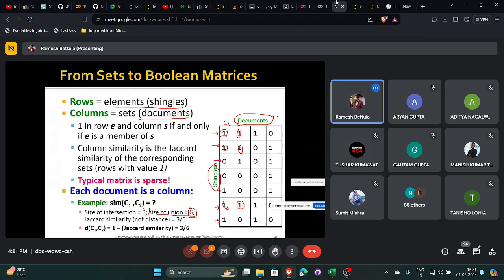Then fine. Now we are calculating the Jaccard similarity. What is the Jaccard similarity formula? C1 intersection C2 divided by C1 union C2. Am I correct? Yes, sir. The distance is very simple, 1 minus Jaccard similarity. So okay, you will get 3 of 6.